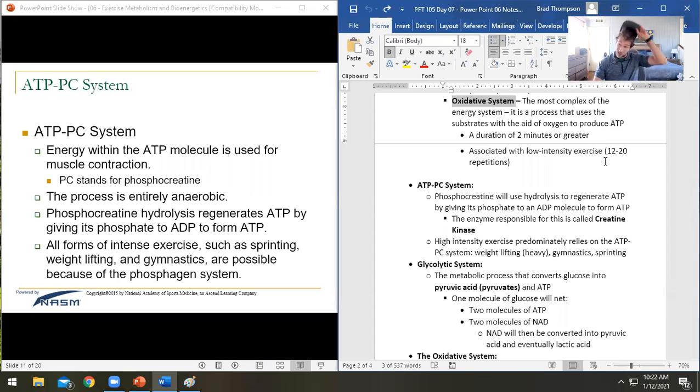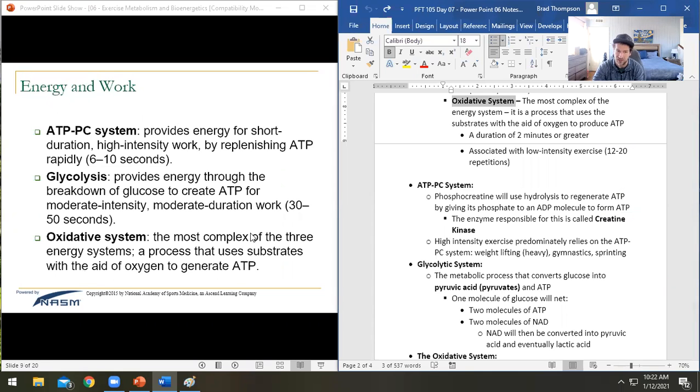So this is where we start to see our oxidative system, right? This is where we see the Krebs cycle and the electron transport chain. So this is the most complex. This is going to use what we call substrates. That's your lactic acid, your pyruvic acid, and oxygen to produce ATP. So this is your duration of 2 minutes or greater. This is what we associate with low intensity, high duration exercise.